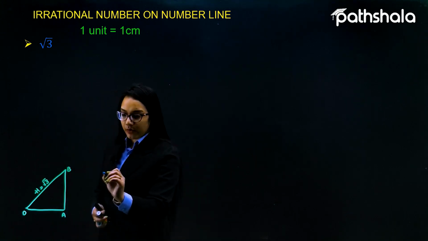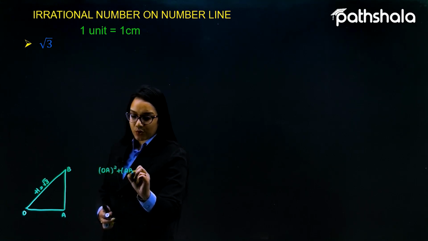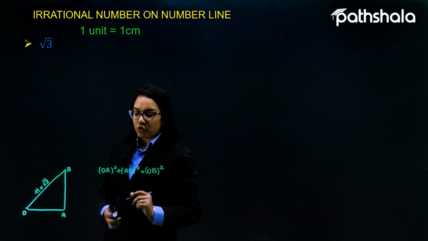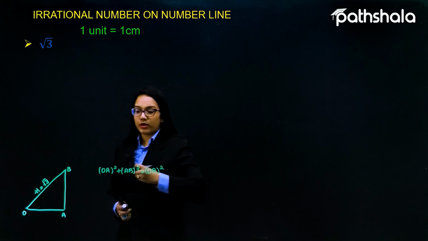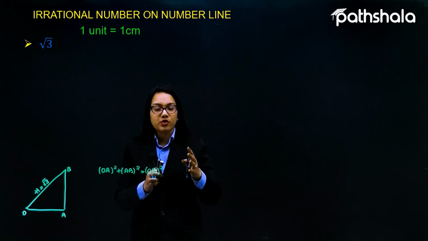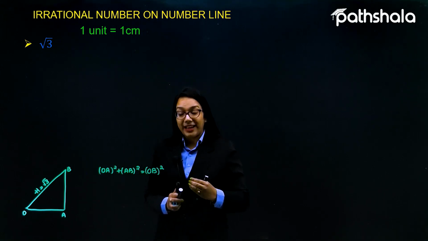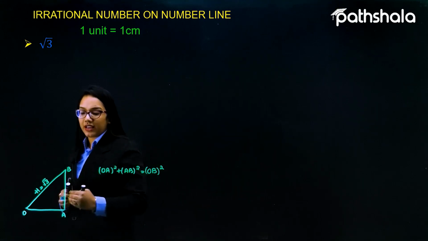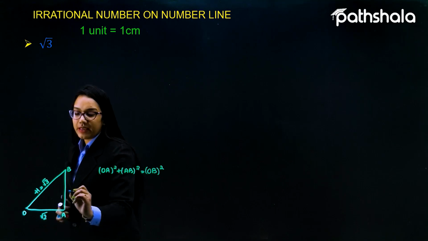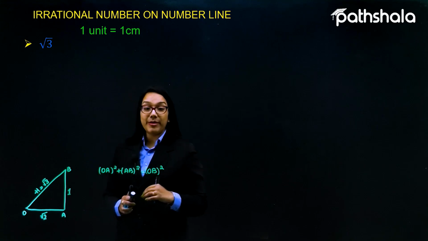Now using the Pythagoras theorem, we know that OA square plus AB square is equal to OB square. So we have to take OA and AB in such a way that the sum of their squares is equal to 3. What are the values that we can take? Let us suppose I am taking OA as root 2 and AB as 1.